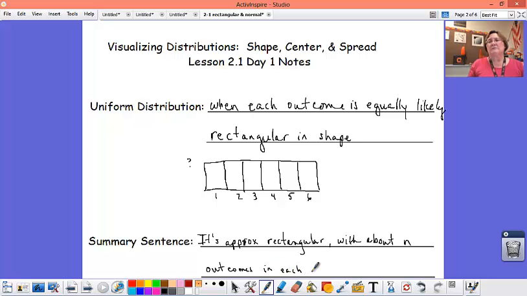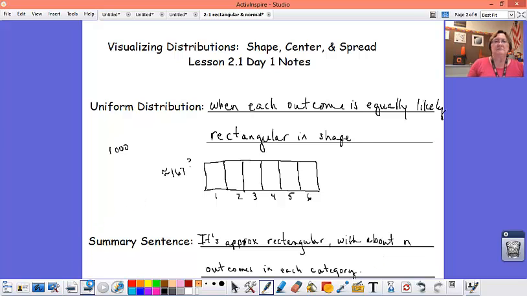For our dice rolling program, folks, when we went 1,000 times, we should have had around 167 in each category. So you describe the shape as rectangular in a uniform distribution. The center is not as important, okay? That's not going to give you a whole lot of information, although you could note it. As far as spread, we're saying our outcomes are spread equally across the categories.